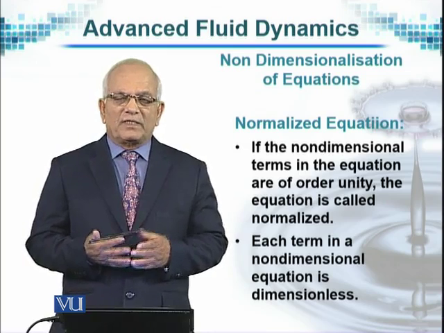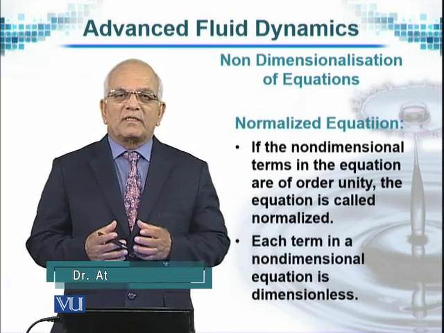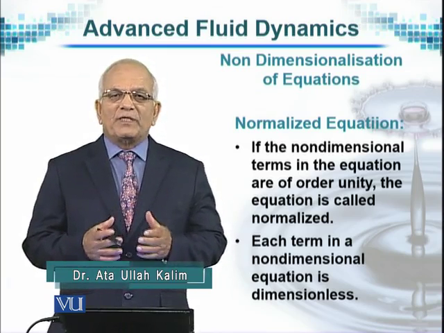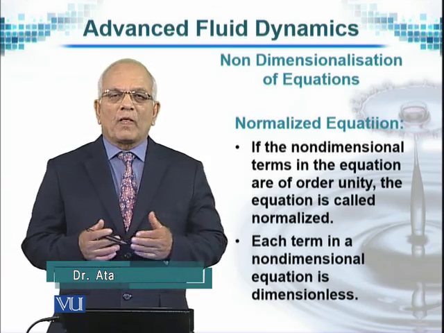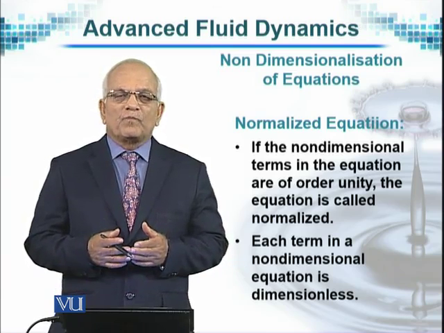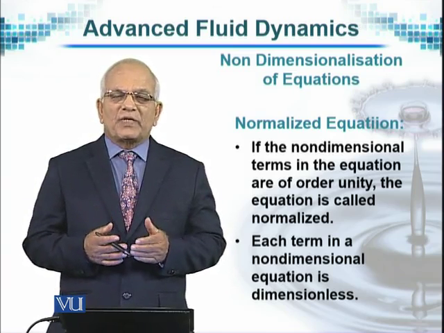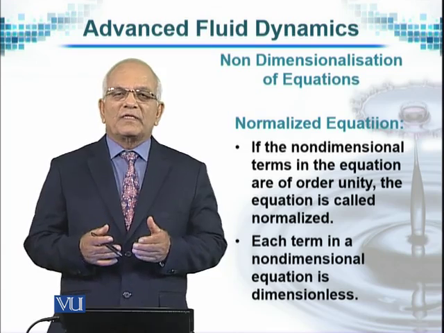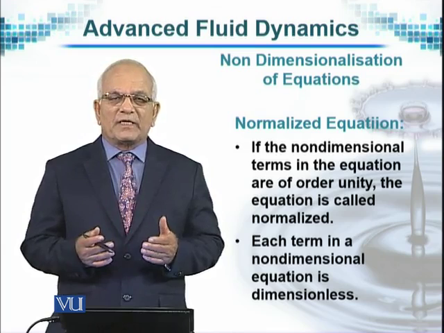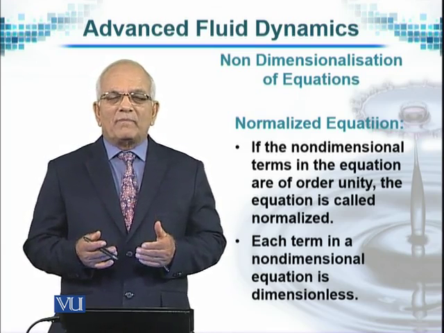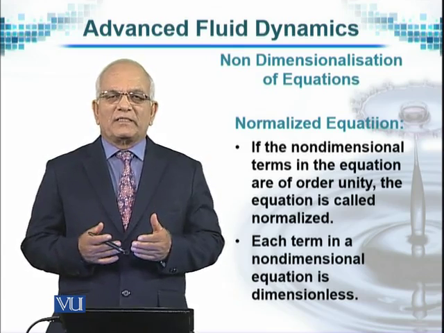We have already discussed this thing, that the equation's dimensions should be the same. Each term occurring in an equation of motion should have the same dimensions on each side of the equation. If it is not so, there is an error somewhere. So they should be the same. But then we come to another step, trying to normalize them.